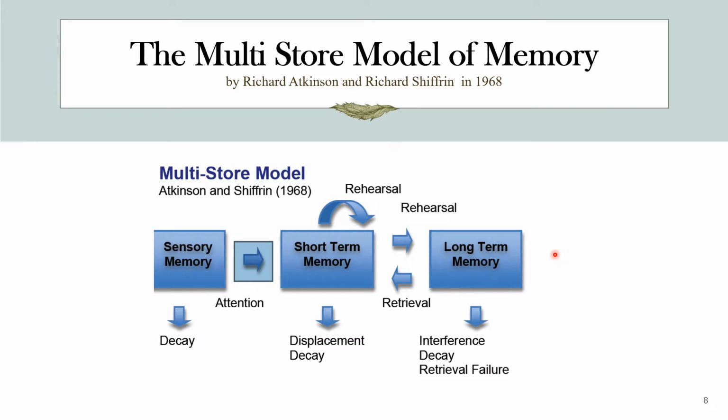which are encoding, storage, and retrieval. Richard Atkinson and Richard Shiffrin proposed that any information detected by the sense organs will enter human sensory memory, with a huge amount of data from the environment.